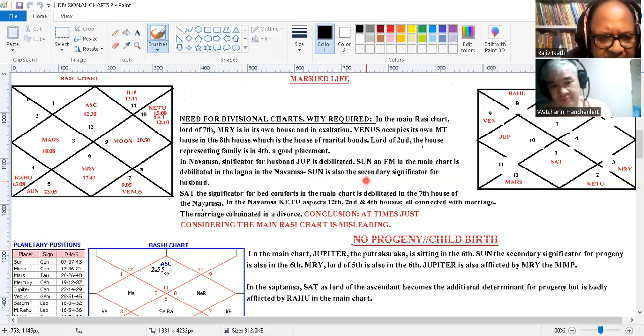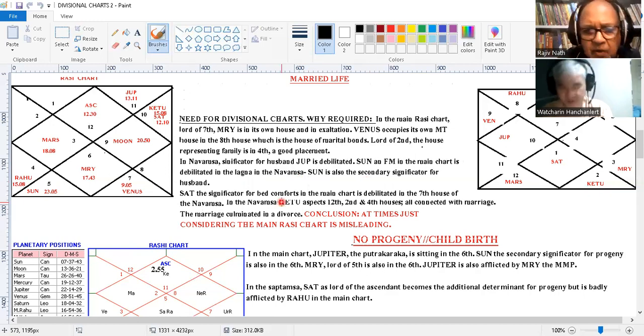Saturn, the significator for bed comforts and Lord of the 12th house in the main chart, is debilitated in the seventh house of the Navamsa. In the Navamsa, Ketu aspects the 12th, second, and fourth house, all marriage related houses, all connected with marriage. The marriage culminated in a divorce. Conclusion: at times, just considering the main Rashi chart could be misleading.